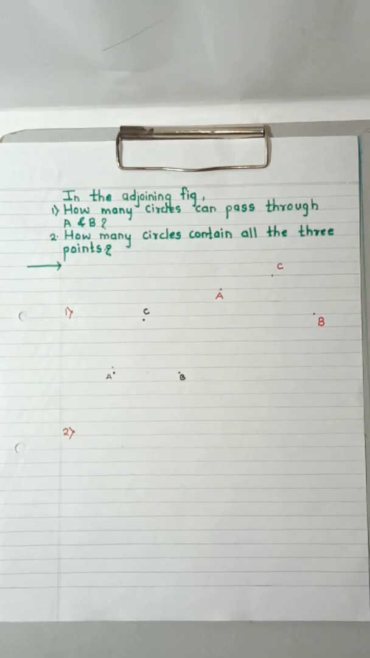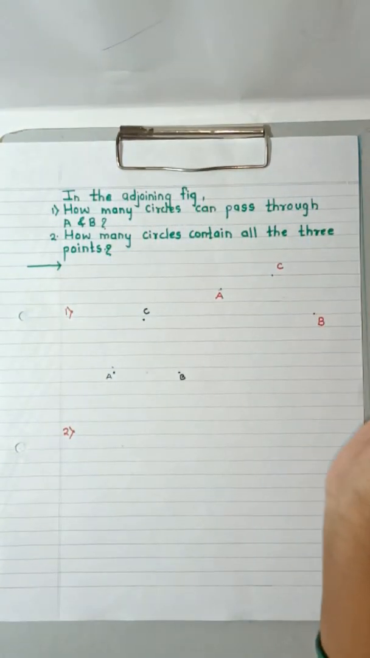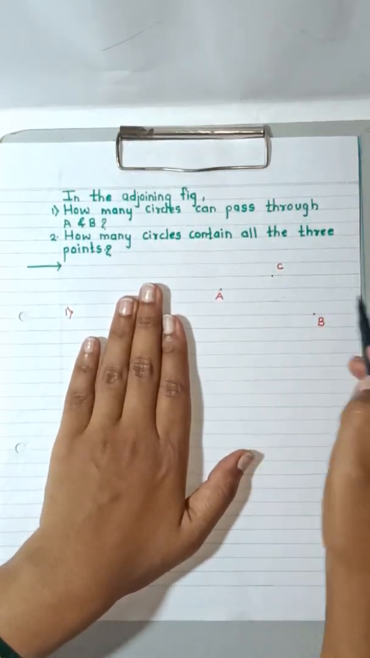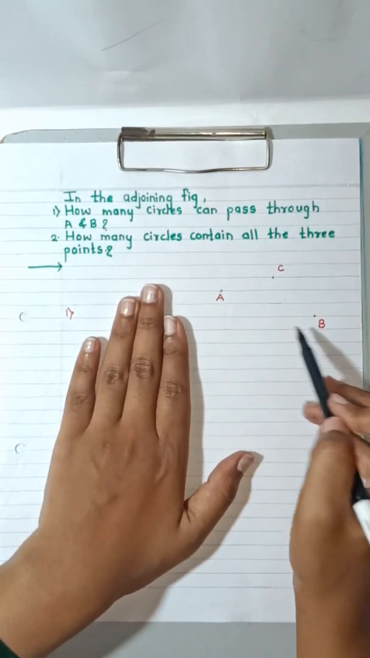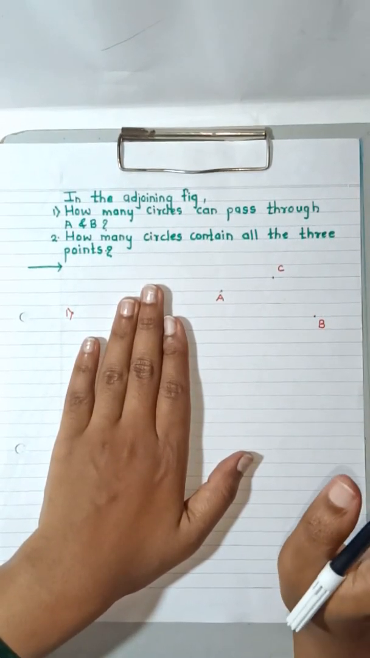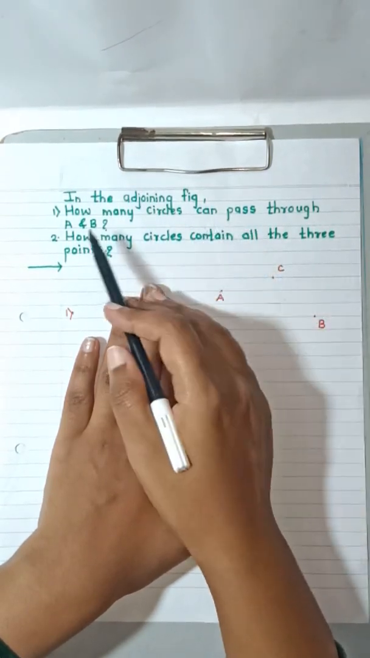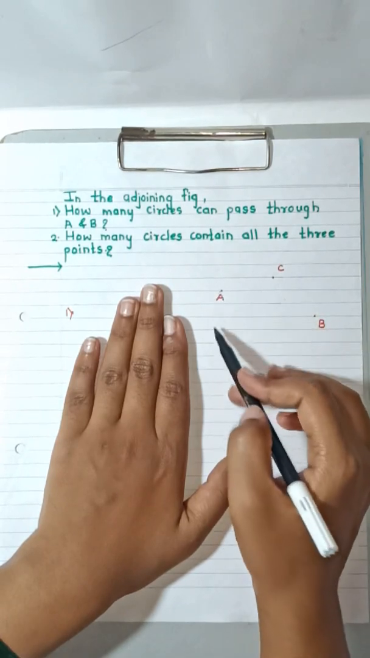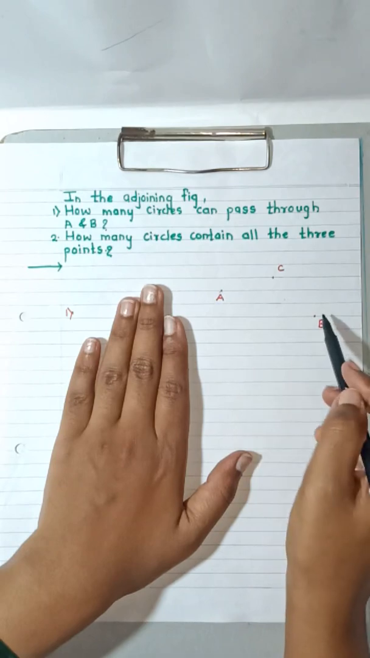Okay, now in the next activity they have asked you that in the adjoining figure. Now children, what figure they have given? Don't consider this, consider with this red pen. They have given you that point A, point B and point C are given to you all. And they have asked you how many circles can pass through A and B. So how many circles you can draw passing through A and B? Both the points should come in that circle.